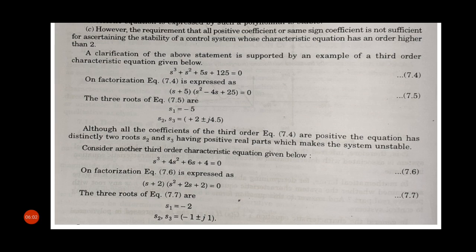Hence, for determining stability of higher order system, in addition to the aforesaid necessary condition, a sufficient condition is further needed, and this sufficient condition is given by Hurwitz. That means Hurwitz is the name of the scientist. So for determining the stability of higher order system, in addition to the aforesaid necessary condition, a sufficient condition is further needed, and this sufficient condition is given by Hurwitz determinants.